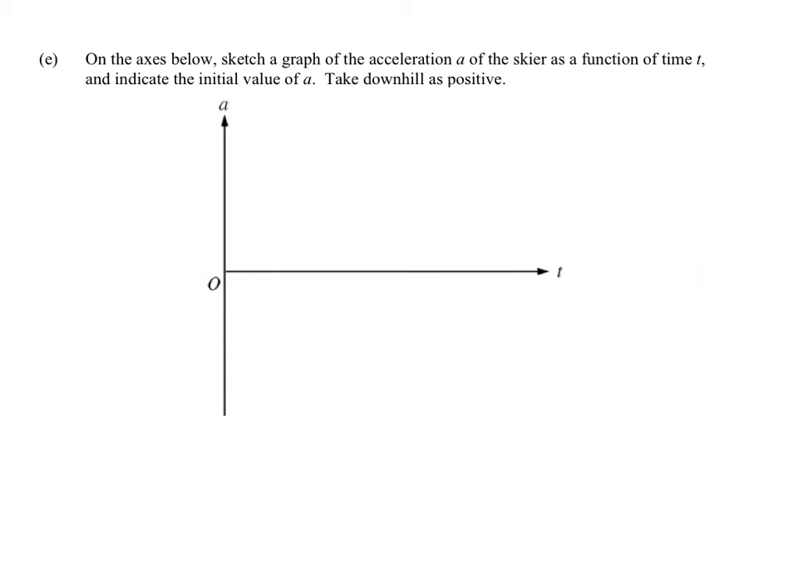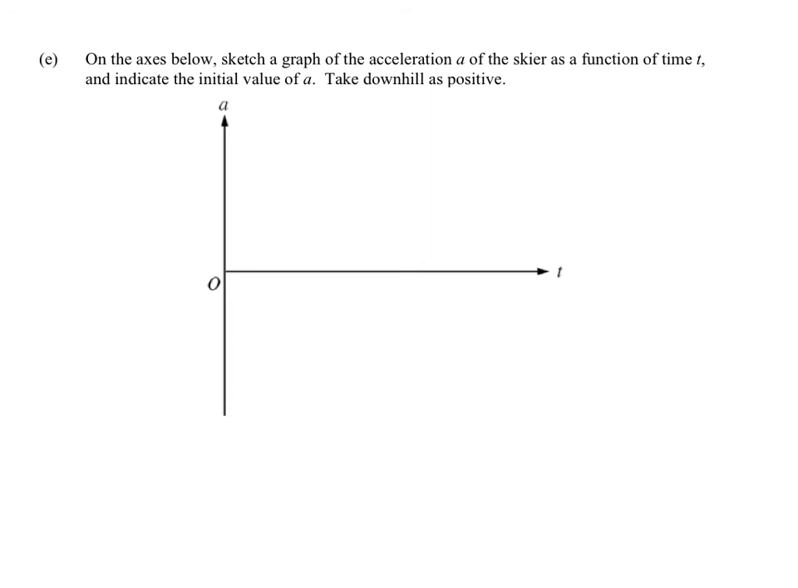All right, and then part E. On the axes below, sketch a graph of the acceleration a of the skier as a function of time t, and indicate the initial value of a, taking downhill as positive. They don't give us a scale or anything. They don't say to find the derivative. Formally, they say to sketch it.